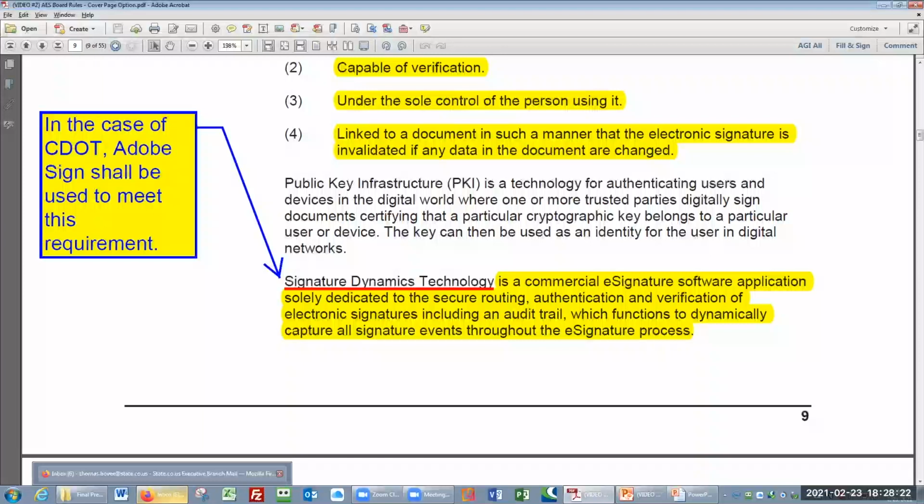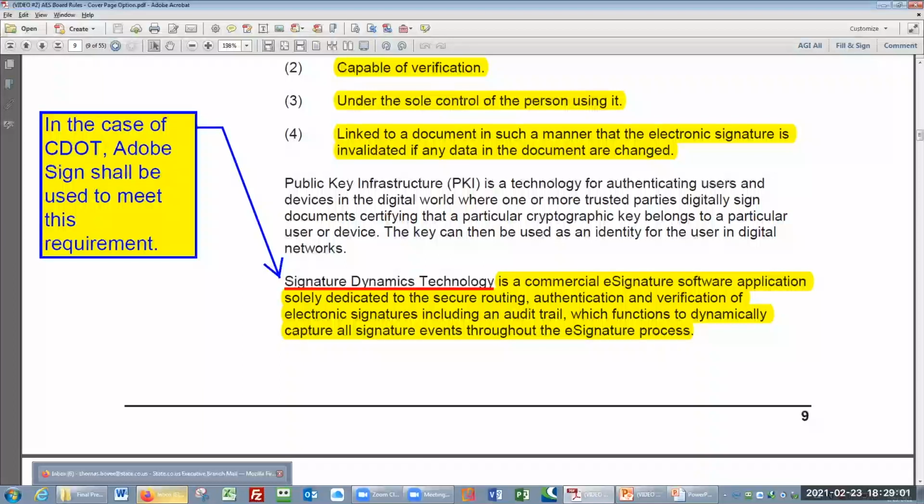It's routing, everything is in a container. And all of the signature events, when you got it, when you signed it, when you opened the document, when it went to the next person, everything is recorded in an audit trail. So this is the reason, for instance, if you want to use the cover pages, you couldn't use Bluebeam to sign it, because Bluebeam does not meet that requirement for signature dynamics technology. It does use PKI, but the limitations of PKI are very limited in terms of controlling an entire document workflow.